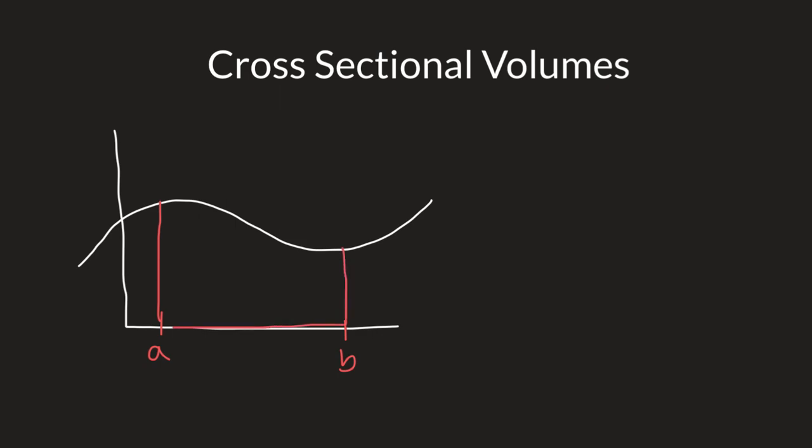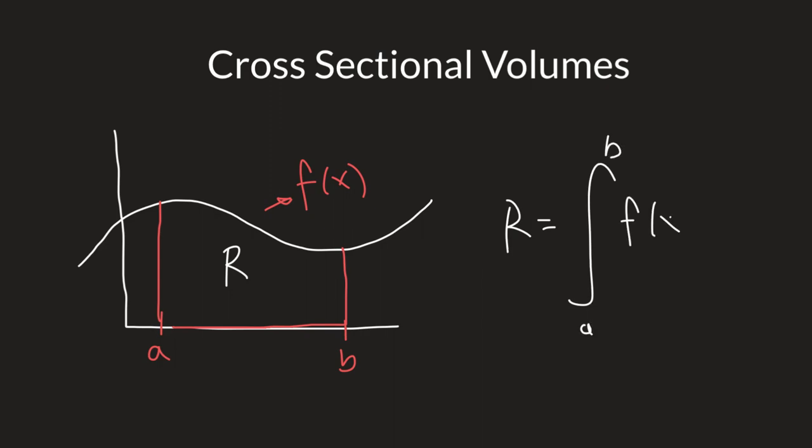So we've been doing that. We do that by taking the integral, I guess this is f of x. We'll find the area under that curve, which we're going to call R just for fun. So R is the integral from a to b of whatever function that happens to be. So that is an area.